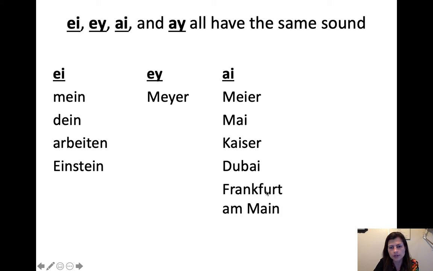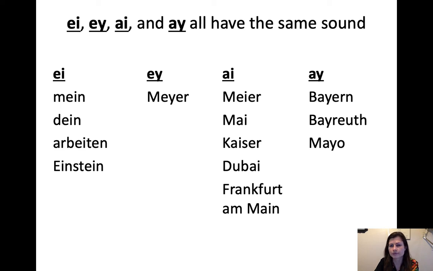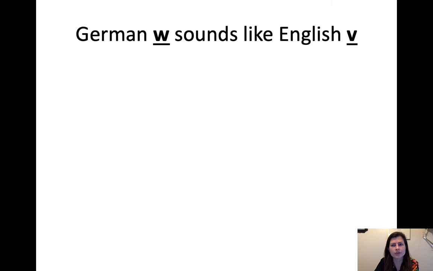And then, of course, Frankfurt am Main. Main looks like Maine in English, but it's actually Main, the name of the river. So you can see how mein, the possessive, my, and then Main are pronounced the same. And then also in rare cases, the AY, like Bayern, which is Bavaria, Bayreuth, which is a city in Bavaria, Mayo, very important word, which is of course mayonnaise. Yeah, Mayo.